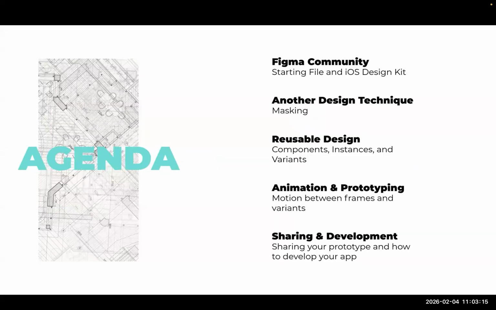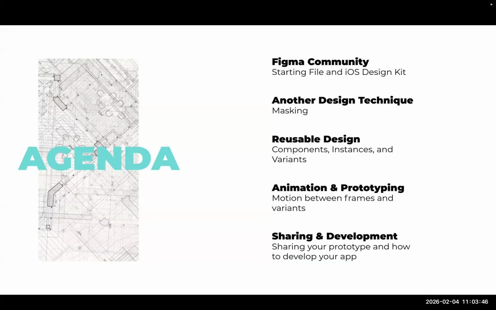We have a lot to go through today. We might not get through it all, but we'll just go through as much as we can. We'll start off by looking at the Figma community. This is where we're going to get the starting file that I prepped for us. And then we'll also explore using a design kit. The one that we're going to use is made by Apple. Apple published their different things, so we'll look at the iOS one so that it's like we're making an actual iPhone app.